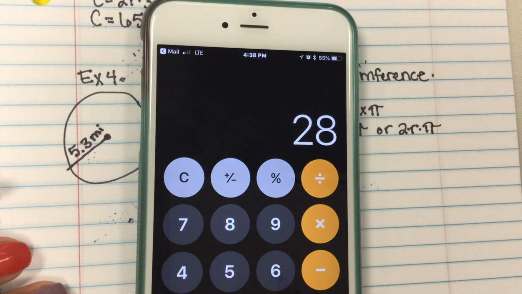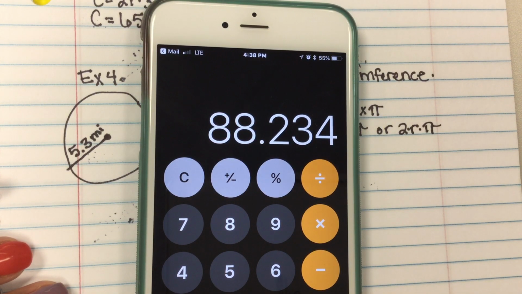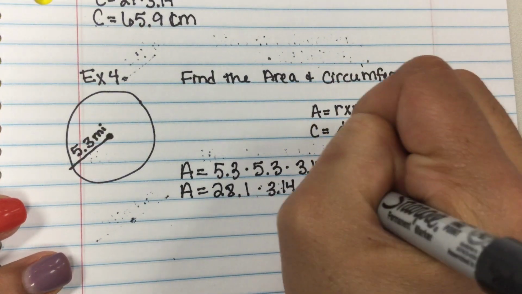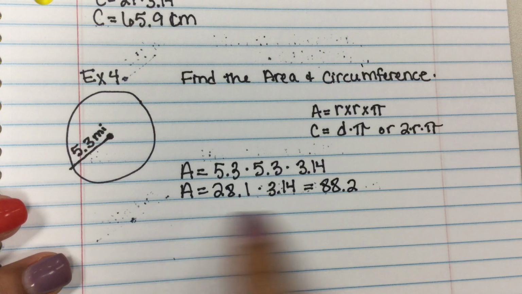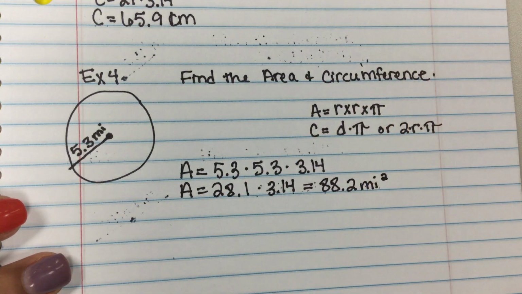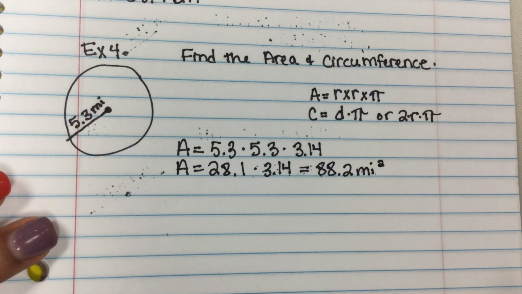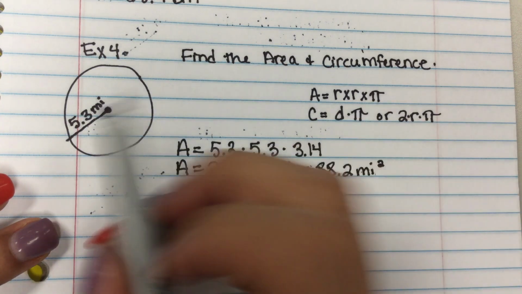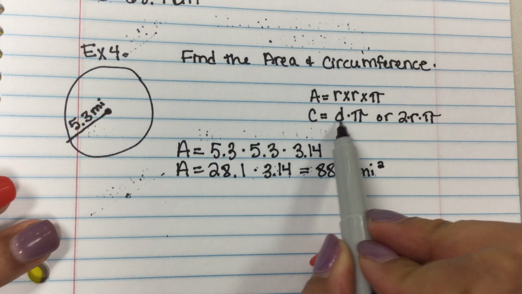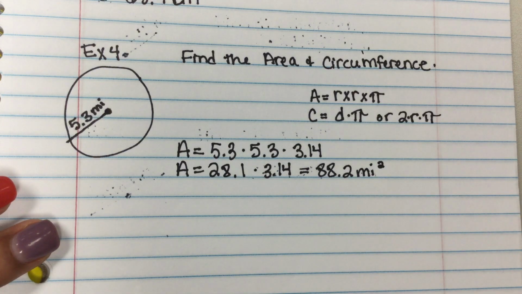So 28.1 times 3.14 is equal to 88.234. And again, you can just round it to the nearest tenths place, so 88.2. And we need our unit, which is miles, and since this is area, we're going to square it. Then we need to do the circumference. Now, since we were given the radius, let's use this one because we're going to have to change it to diameter to be able to multiply it by pi.